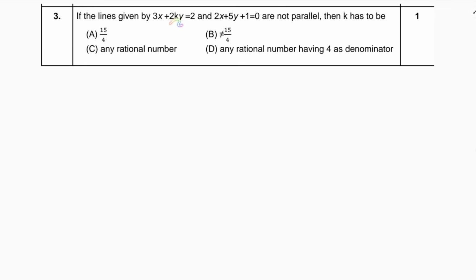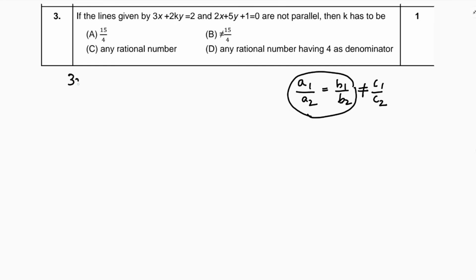If the lines given by 3x plus 2ky equals 2 and 2x plus 5y plus 1 equals 0 are not parallel, then k has to be. So the parallel condition is a1 by a2 equals b1 by b2, not equal to c1 by c2. But they are telling it should not be parallel. So if I write the equations in standard form, the first one is 3x plus 2ky minus 2 equals 0, and 2x plus 5y plus 1 equals 0.